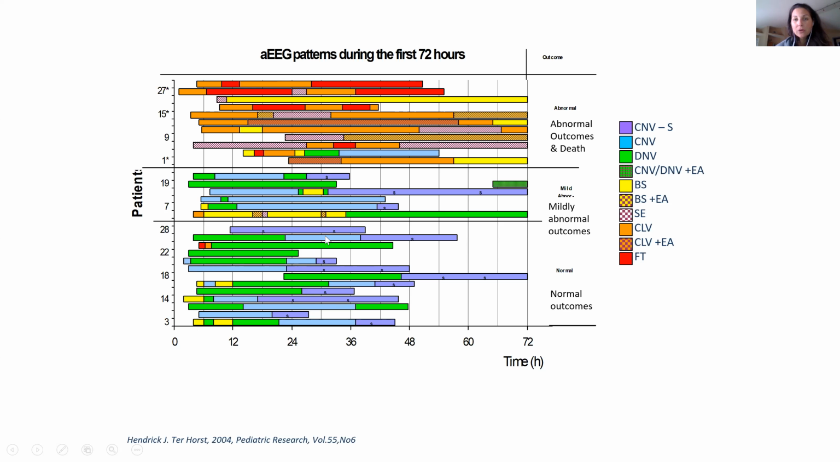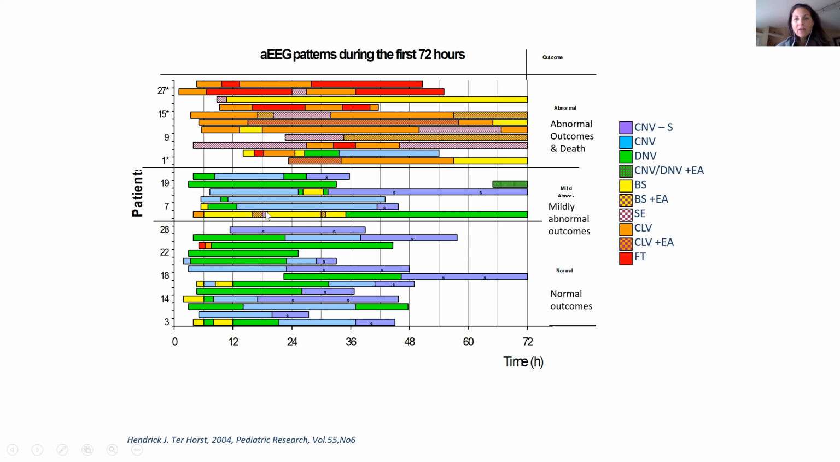And then the blues here are the normal patterns. And the S's, you can see these tiny little S's mean sleep, sleep, sleep, so they had a great sleep cycle. So what this study showed is that babies who had normal aEEG had normal outcomes.